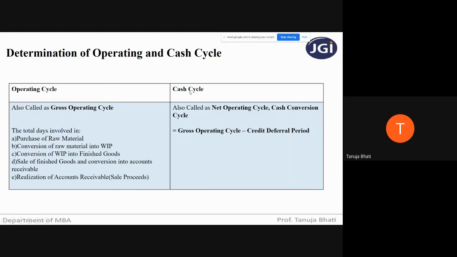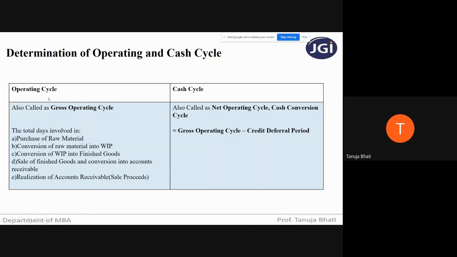Now, how do you calculate this cash cycle? It is gross operating cycle minus credit deferral period. The cash cycle is nothing but your gross operating cycle, that is all these number of days, minus credit deferral period. Now, what is credit deferral period? Students, when you purchase the raw materials in the first stage, you can purchase them on credit, right? That is a credit availed. So it is gross operating cycle minus the credit period which you receive when you purchase the raw materials. That becomes your cash cycle.